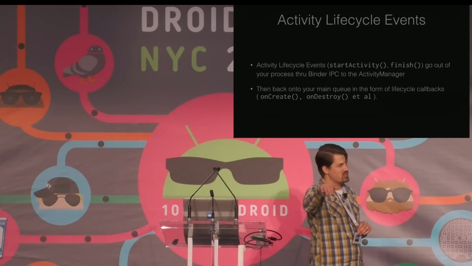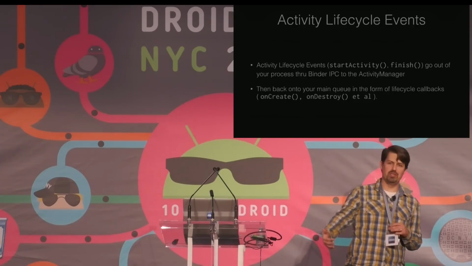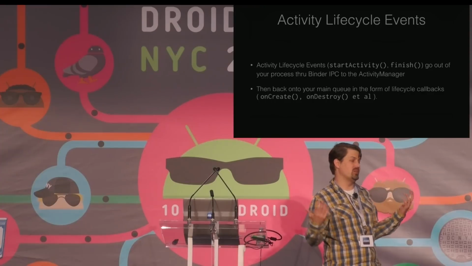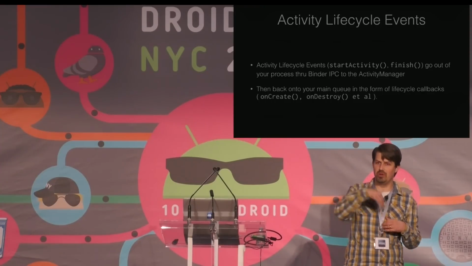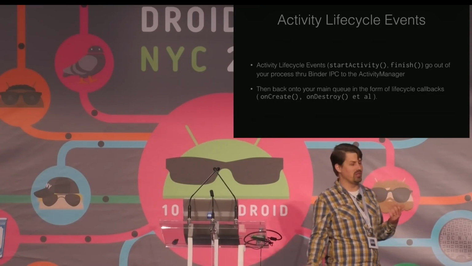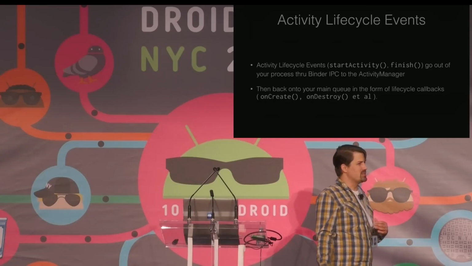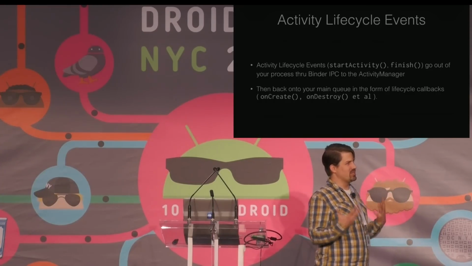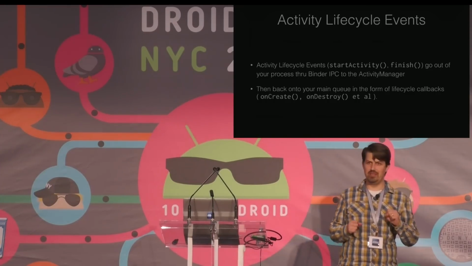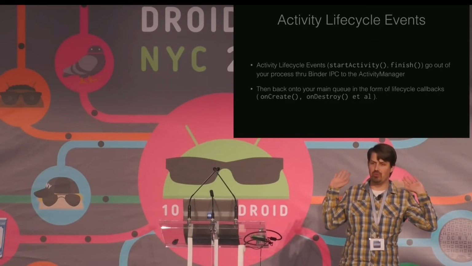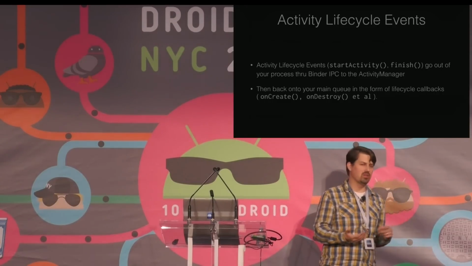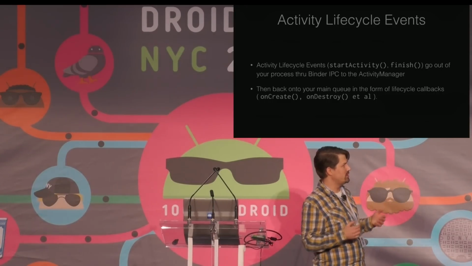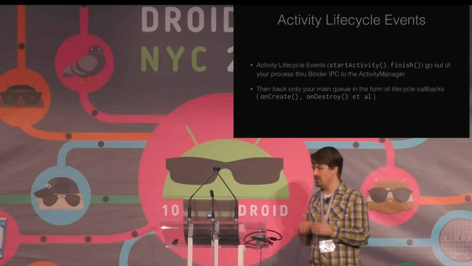So you call start activity. Activity manager does its thing. If it happens to be starting an activity that's also in your process, then it will come back. Sometimes you start activities that aren't in your process. So it's something to be aware of, that it's very asynchronous: you put it on the main thread, it goes outside of your process, and eventually it comes back and you get the callbacks of onCreate, onDestroy, back on your main thread.